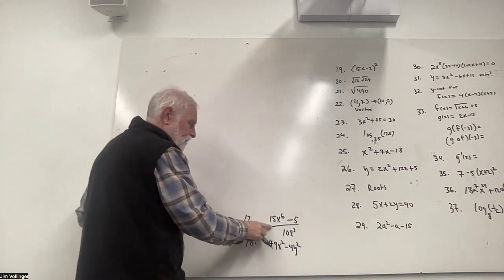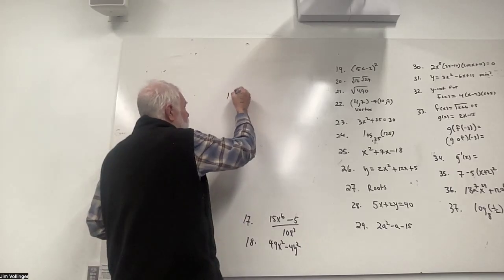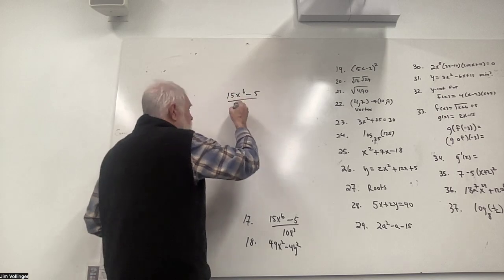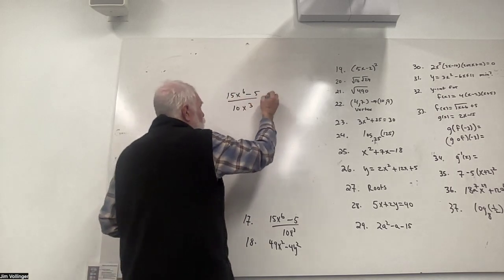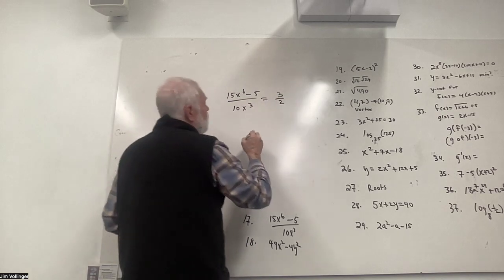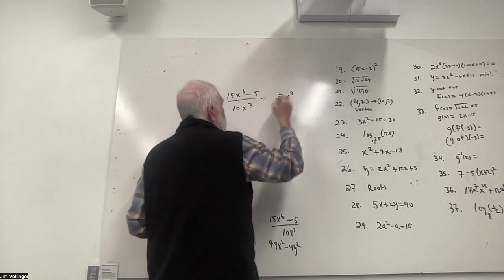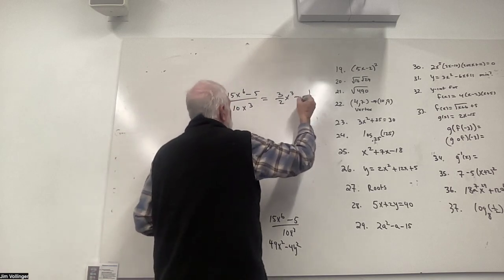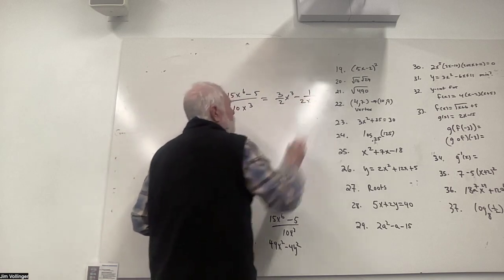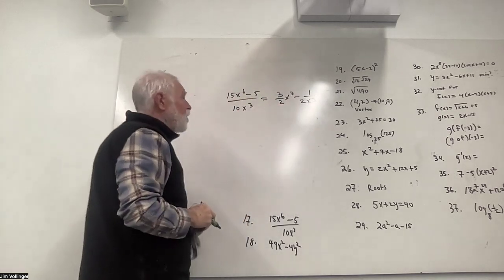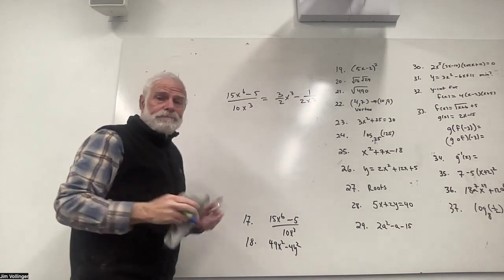Okay, it's your job to see 15x to the 6 minus 5 over 10x cubed. You need to figure out why I'm saying 3 halves x cubed minus 1/2 x cubed. Yeah, you got it. If you're not getting right answers, you've got to stop for a minute and look at it and say, what are the rules?